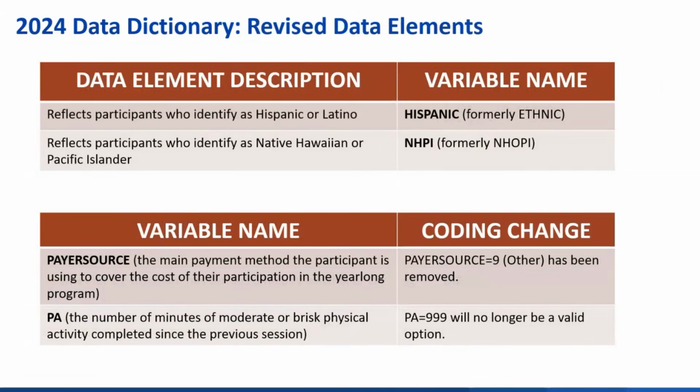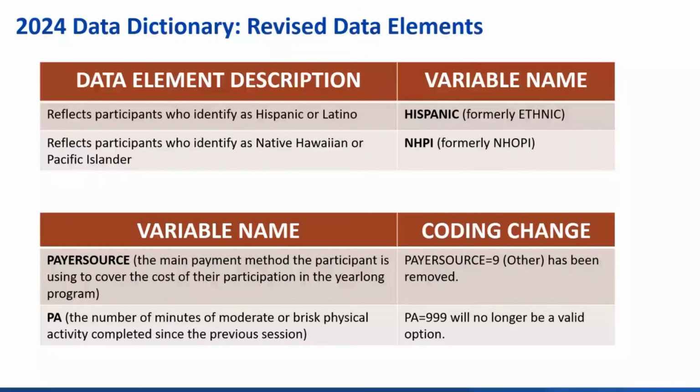The variable previously named ethnic has been renamed to Hispanic. The response options Hispanic or Latino or not Hispanic or Latino are still available. However, in an effort to align this data element with the other race variables, we have removed the not reported option. For the variable that represents Native Hawaiian or other Pacific Islanders, we have changed the name from NHOPI to NHPI. The response options are unchanged.